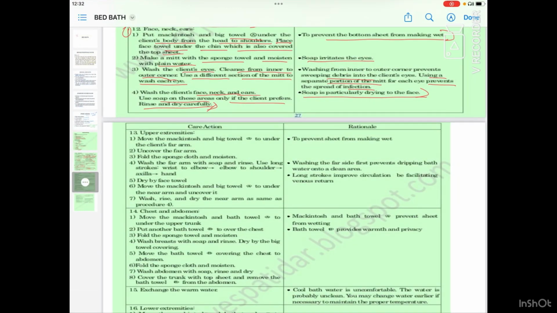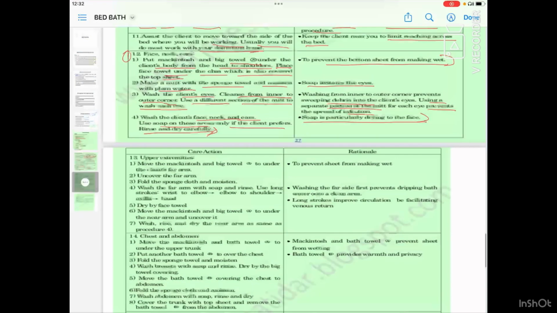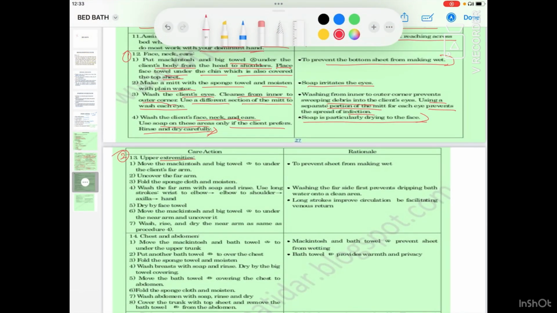The next one is the upper extremities. First we concentrated on the face and neck. Next is the upper extremities. Move the Macintosh and big towel under the patient's forearm. So uncover the forearm.